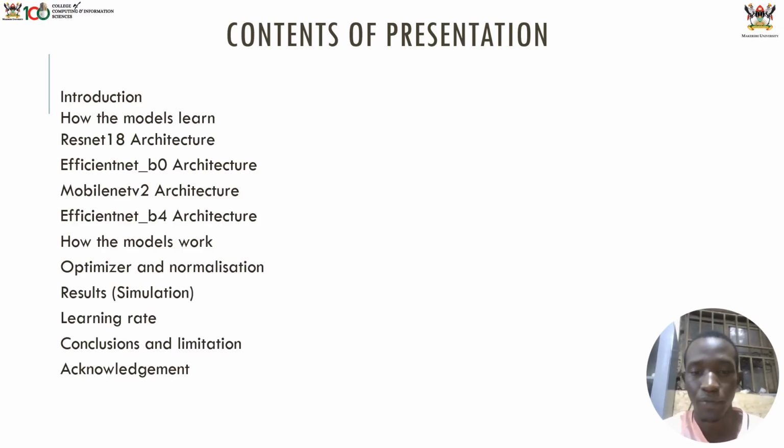These are the contents of the presentation that will be included in my slides. First of all, I shall have an introduction, explain how my models learn. This is a CNN model. These are CNN models. Basically, they are concentrated on the images. So they learn the same way, though they work different ways. So I'll explain my model architecture that I worked on, for example, ResNet 18, EfficientNet B0, MobileNet V2, and then EfficientNet B4.